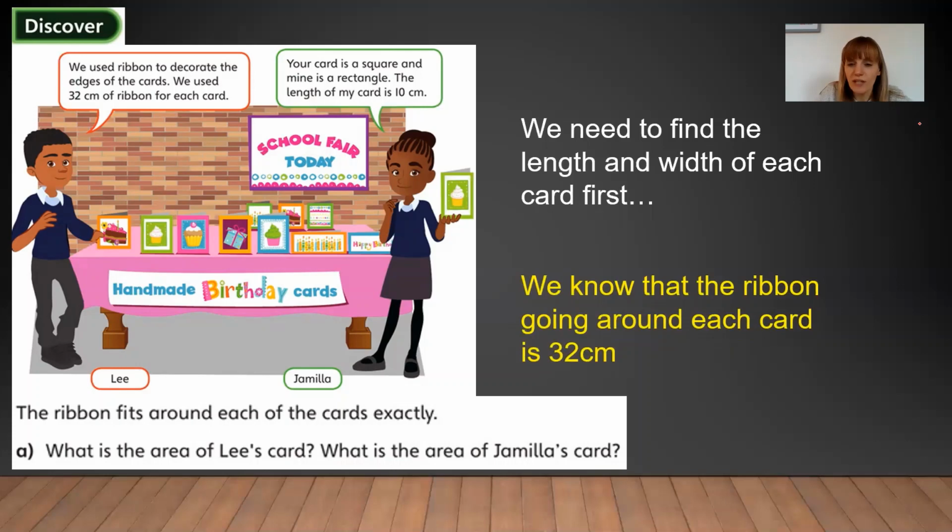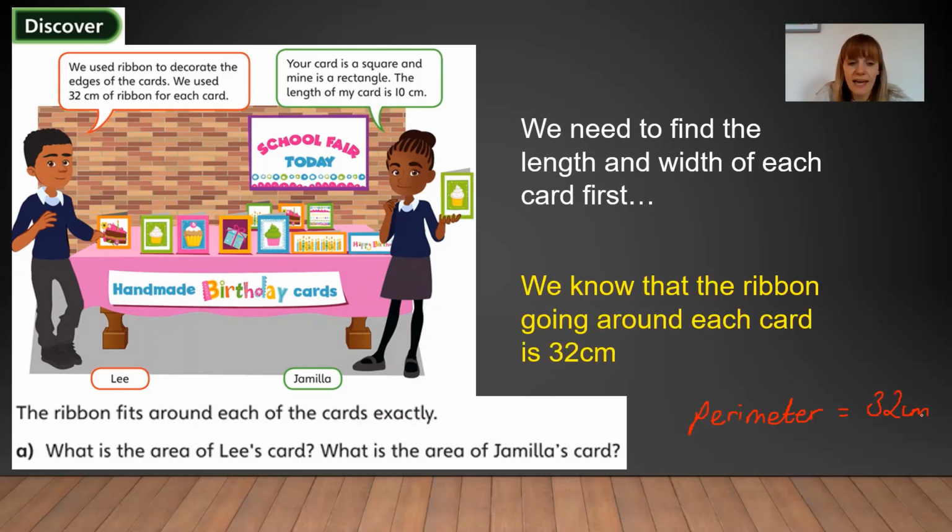Now, an important thing that we know already is that the ribbon going around each card adds up to 32 centimetres. So that means that the perimeter for each card is 32 centimetres. Now, yesterday, some of you were getting a bit confused with the difference between perimeter and area. Remember, perimeter is the total if we added all the lengths together on the outside. So we'd add the width, the length, the width, the length, all together. That's the perimeter. The area is where we multiply the length by the width to get the area of the inside of the shape. So make sure that you're clear with the difference between those two. Right, back to the question.